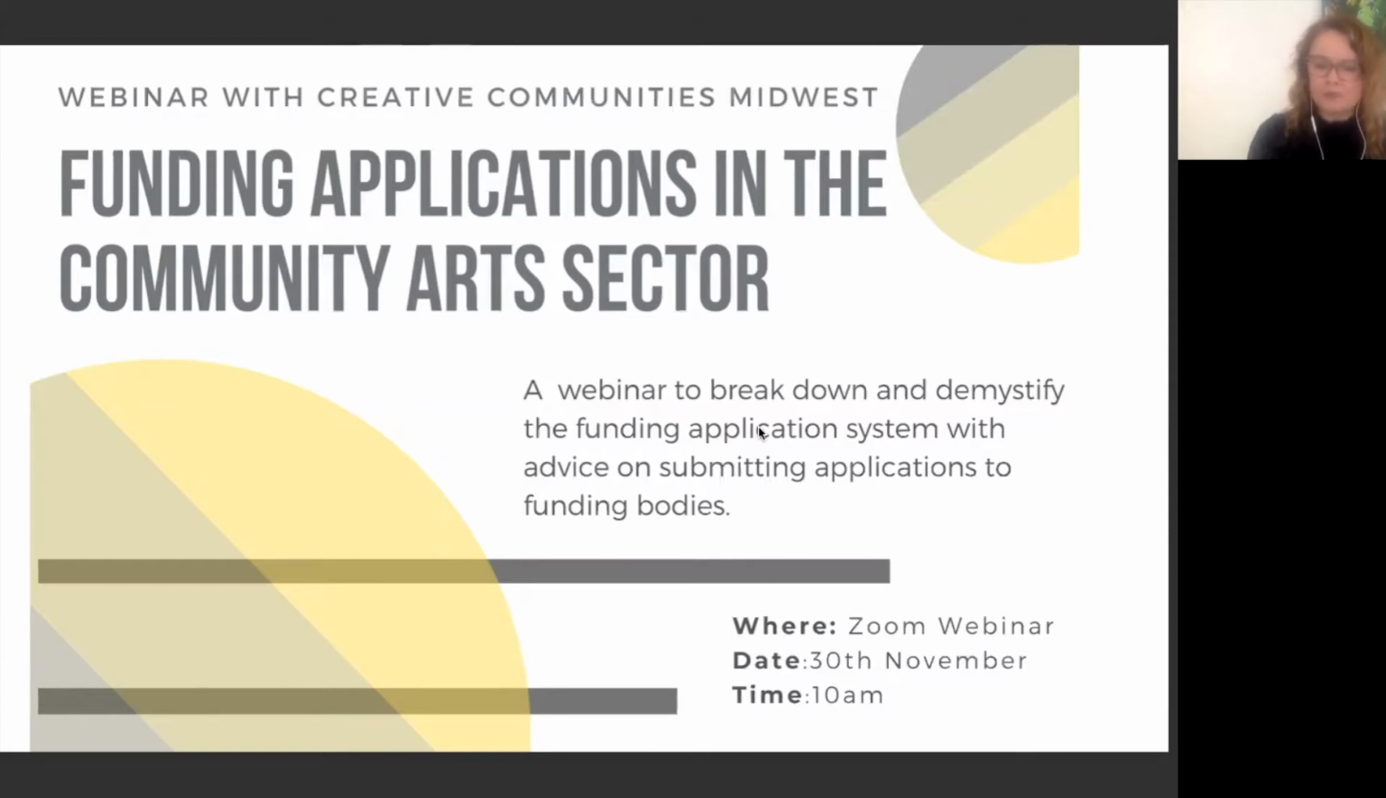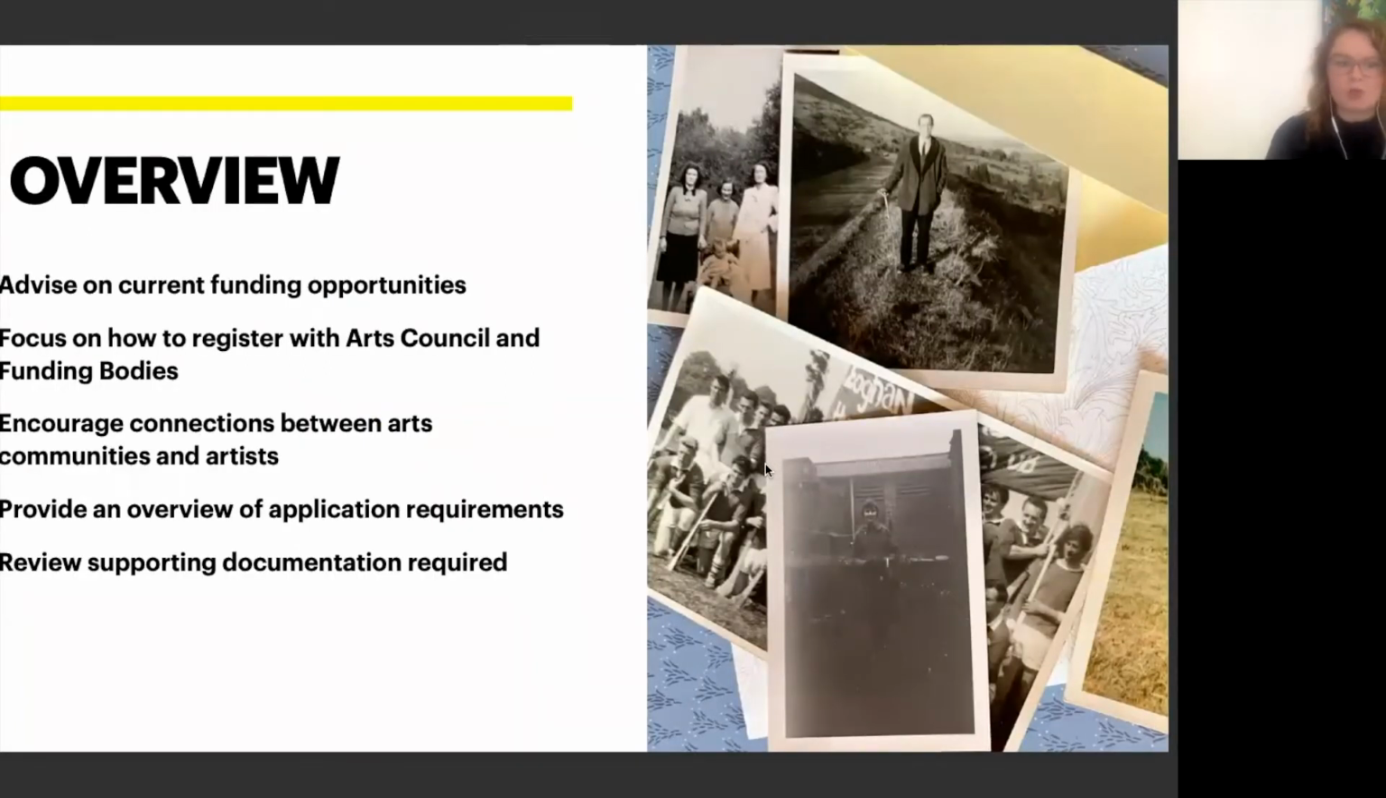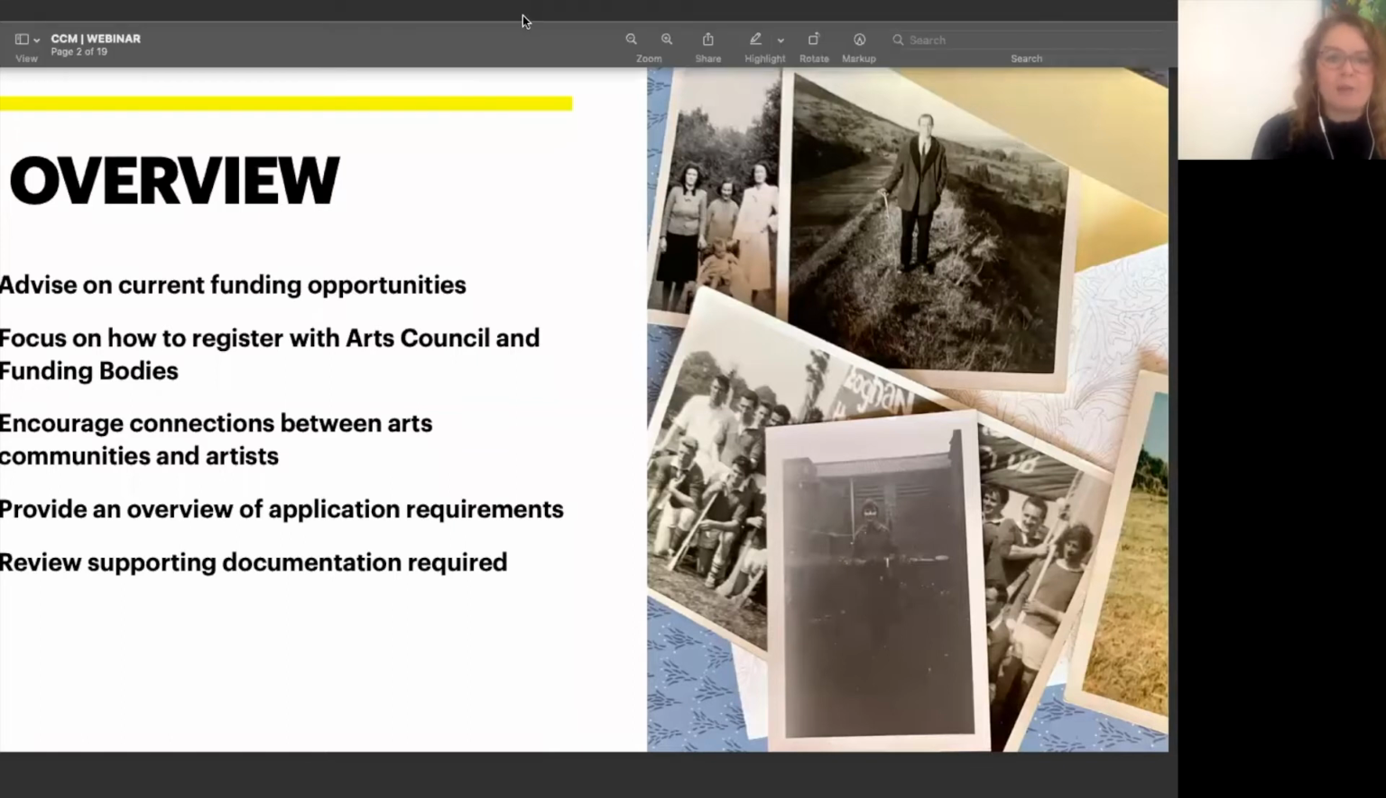While we wait for one of our panelists to come in, let me give you an overview of what we're going to be looking at today. We're going to look at advising on current funding opportunities, companies and state bodies that you can look to, organisations for funding. We're going to focus on how to register with the Arts Council and with funding bodies, because not everybody knows how to register with the Arts Council, so we're going to have a look at that.